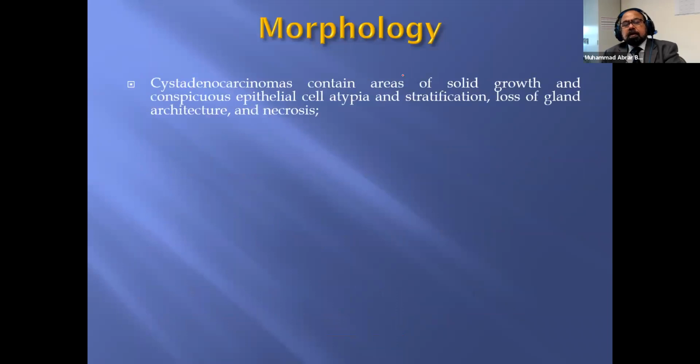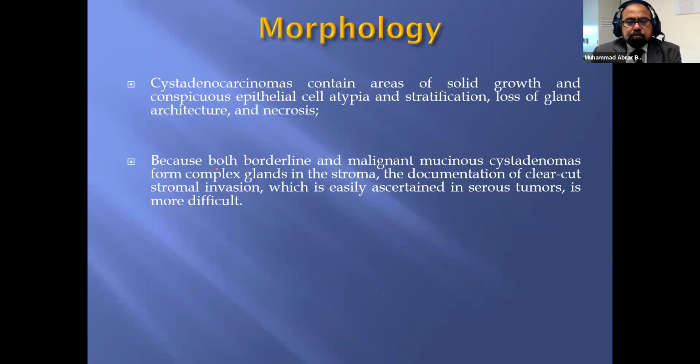Now, cystadenocarcinoma contains areas of solid growth and conspicuous epithelial atypia, stratification, loss of gland architecture, and necrosis. So this is important in malignancy. If you see stratification, cellular atypia, loss of gland, and necrosis, you will think of cystadenocarcinoma, because both borderline and malignant mucinous cystadenocarcinoma form complex glands. And you know what complexity means? A large amount of papillary glands in the stroma.